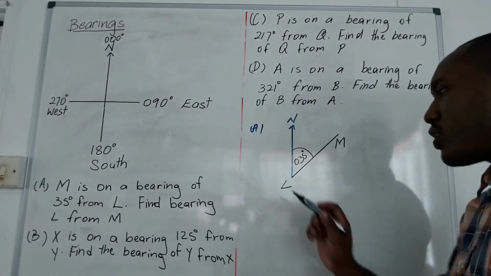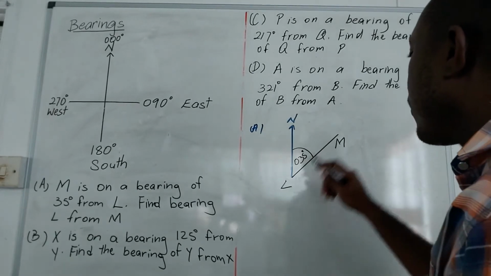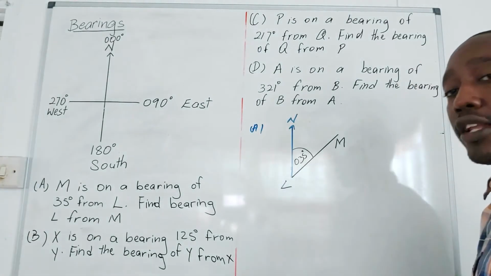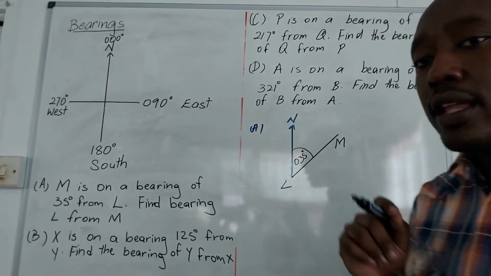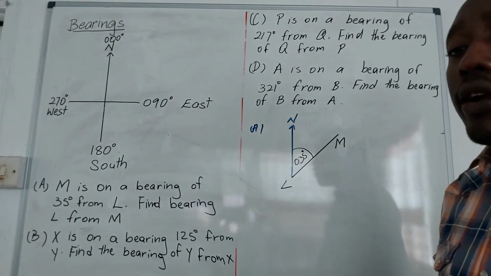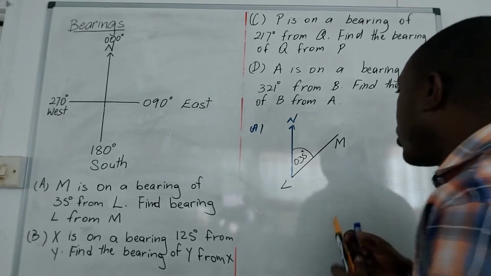Now, we also want to find out what is the bearing of L from M. And again, once we have to measure that, we must draw a north line. The first thing we do, we draw our north line at the point M.